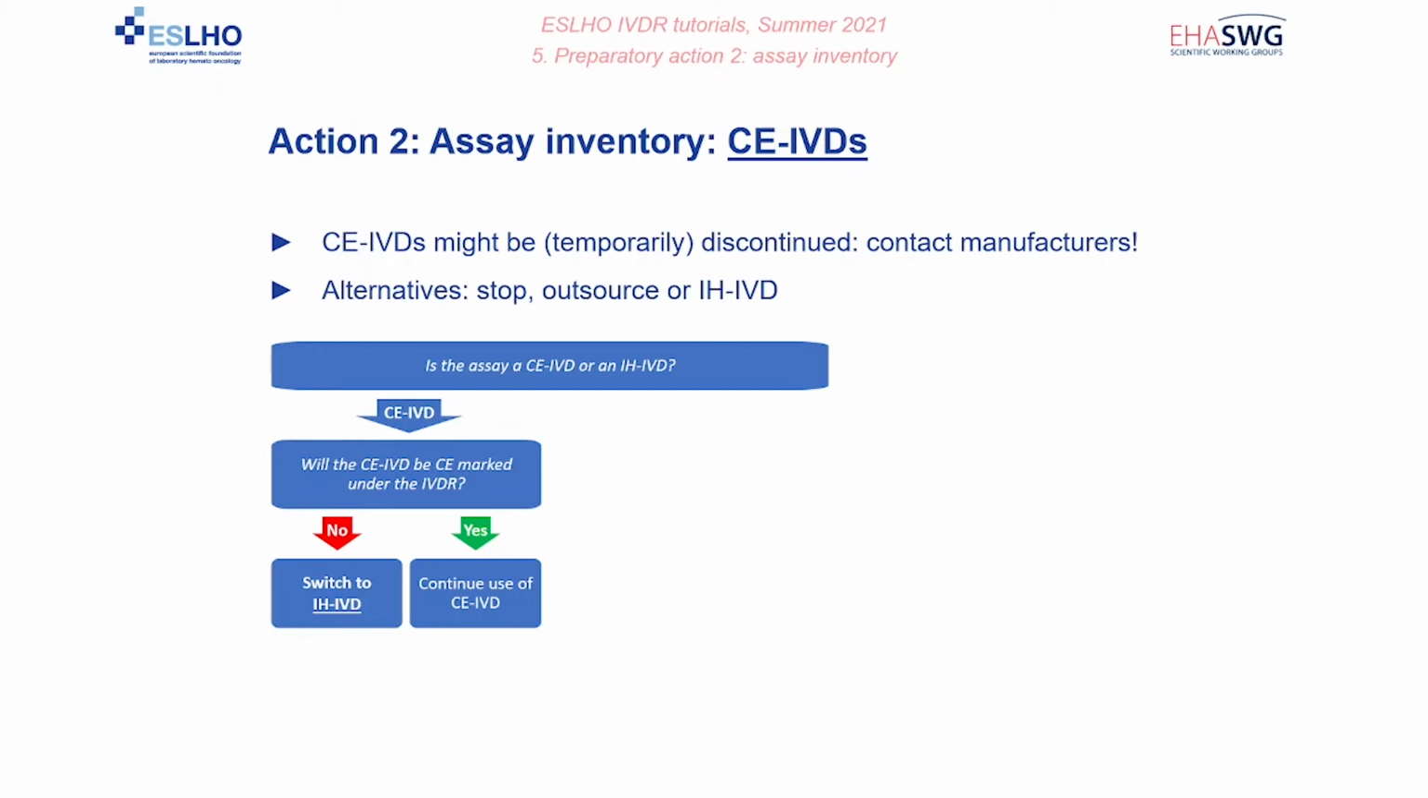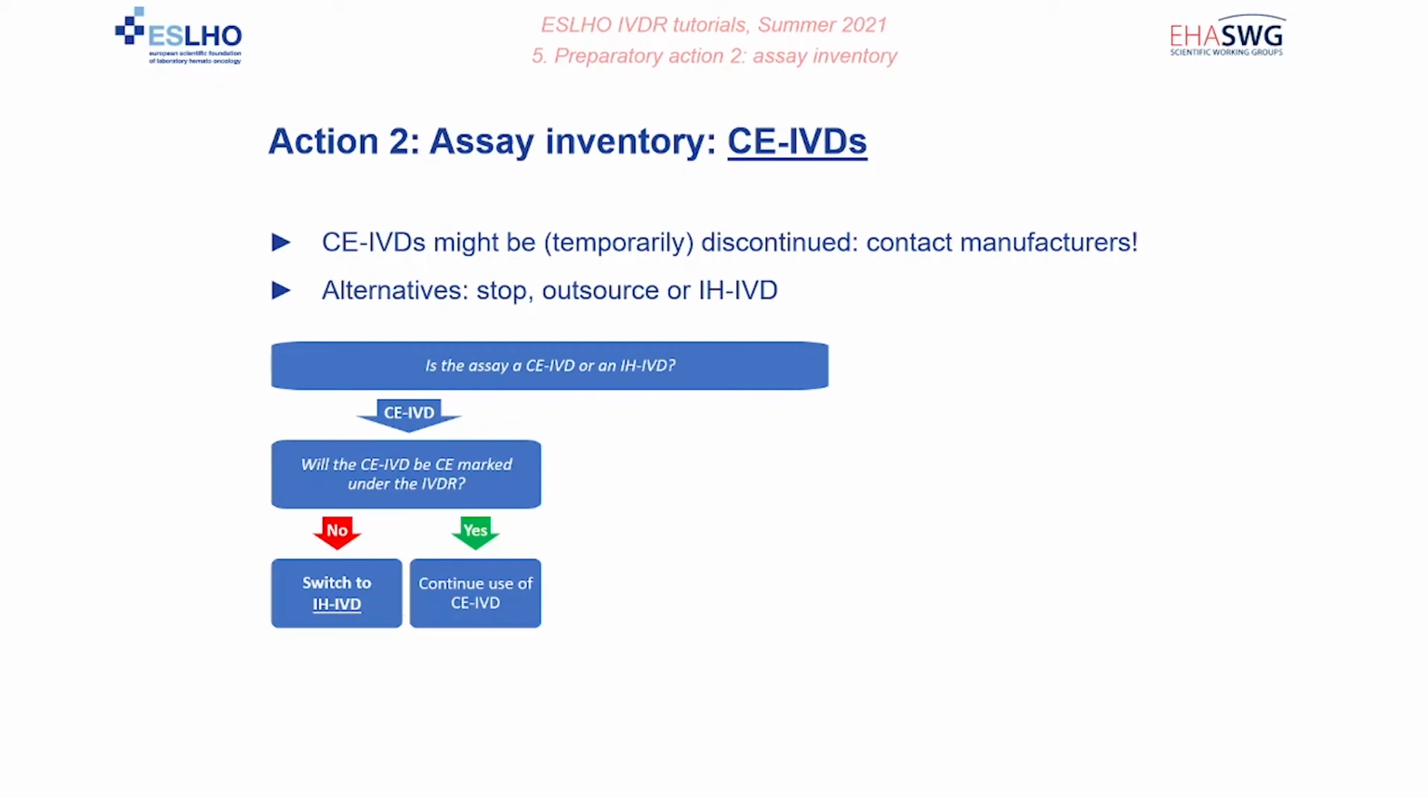Based on such inquiries, it turns out that some CE IVDs are discontinued. However, for most CE IVDs, manufacturers say that it is their intention to keep them on the market, but frequently they have not engaged successfully with a notified body yet, and/or do not have a clear timeline. So it is good to keep in touch with distributors and manufacturers on this topic. Of course, if the manufacturer will CE mark the device, you can continue to use it.